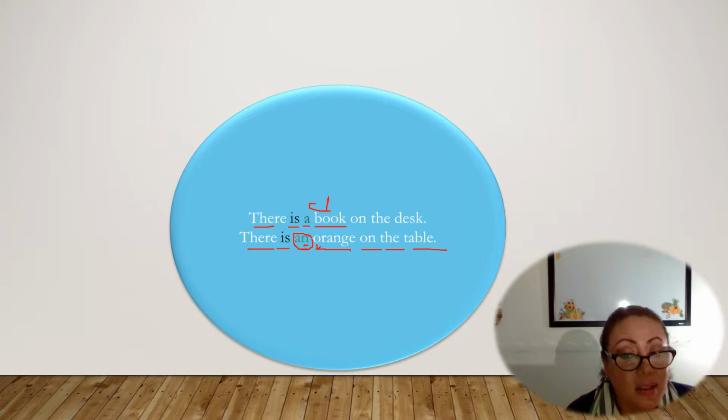Countable singular nouns. I need to say there is a book on the desk. There is an orange on the table. These two words, A and N, are the same y significa uno. Ahí hay uno, ahí hay un libro encima de la mesa. Ahí hay una naranja encima de la mesa. I'm sorry.